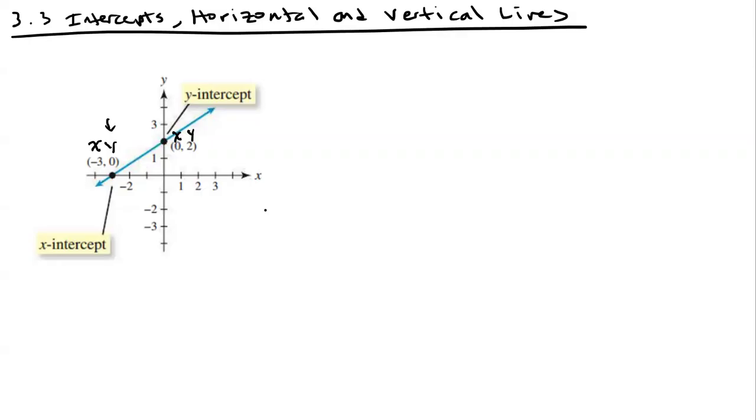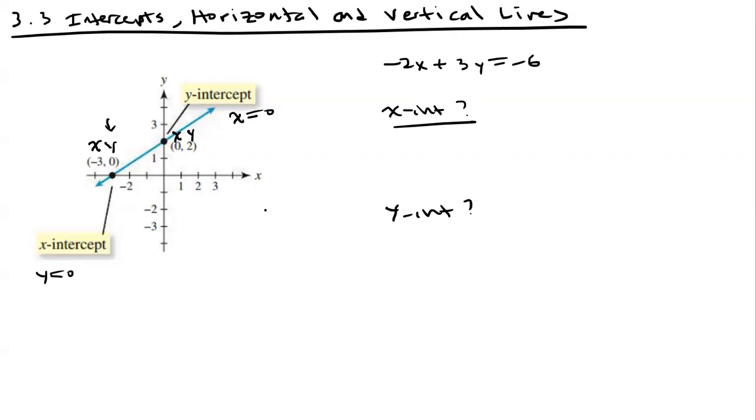So to find the x-intercept, this is when y is equal to 0. And to find the y-intercept, that's when x is equal to 0. So let's do an example. Let's say we have -2x plus 3y equals -6. Again, I want to find the x-intercept and the y-intercept.